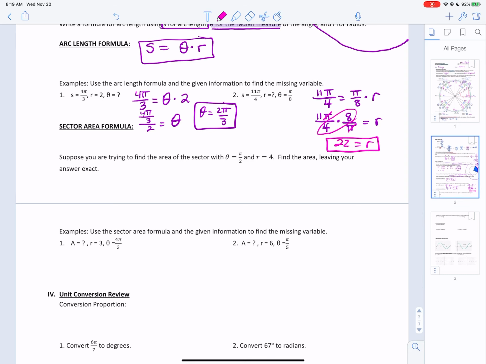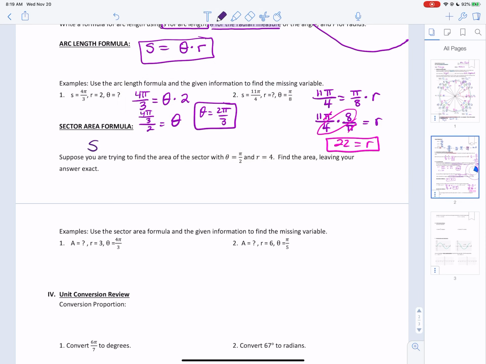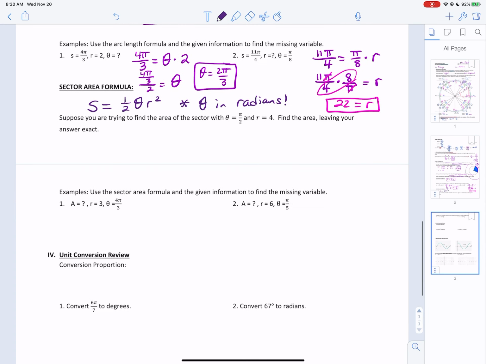All right. Sector area formula we did talk about last year as well. So this one, I'm just going to write down for you. S equals 1/2 theta R squared. Again, theta must be in radians. If it's not in radians, this is not going to work out for you. Okay. So suppose you're trying to find the area of a sector with theta equals pi over 2 and R equals 4. Find the area, leaving your answer exact.